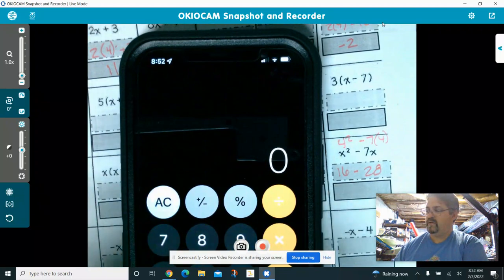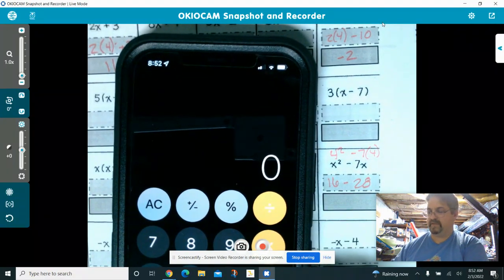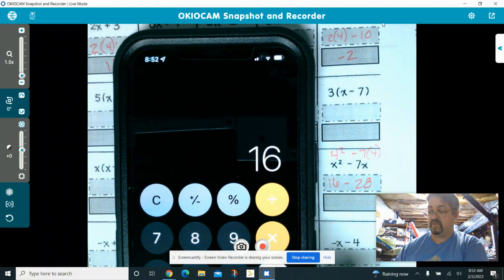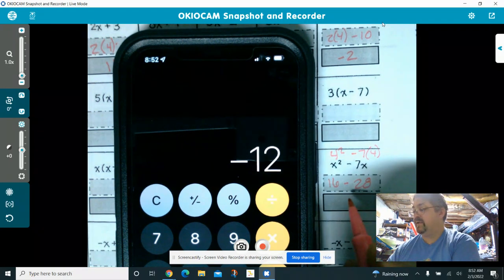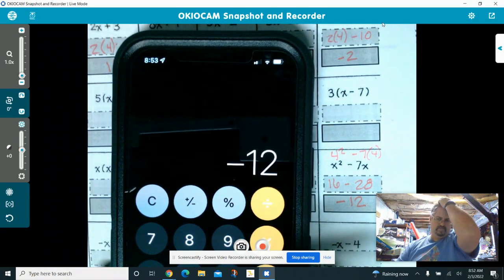And then we do right here, 16 minus 28. 16 minus, or take away, 28. Gives us a negative 12. Make sure you have that negative sign in front. Negative 12. Okay?